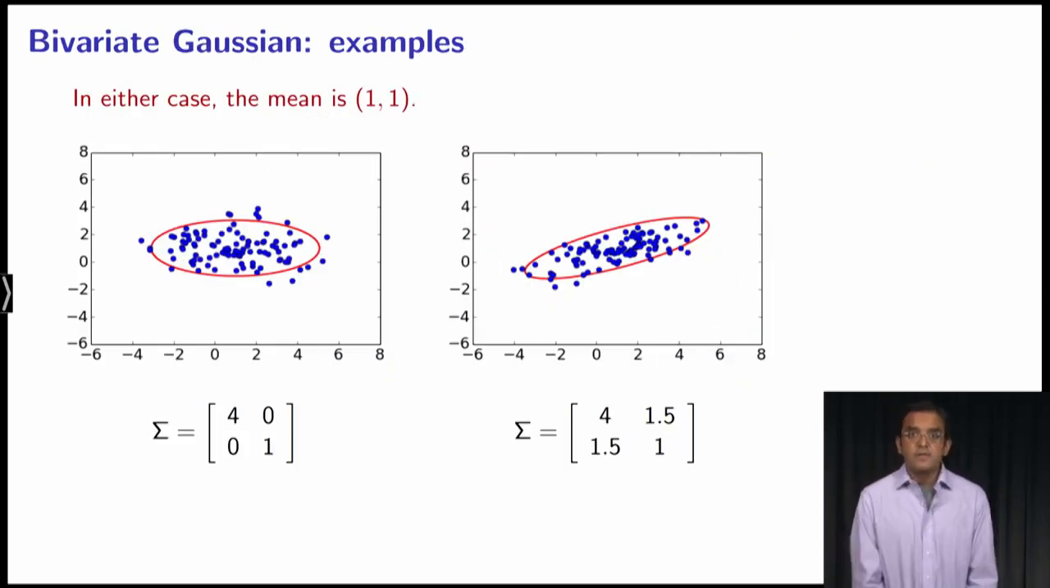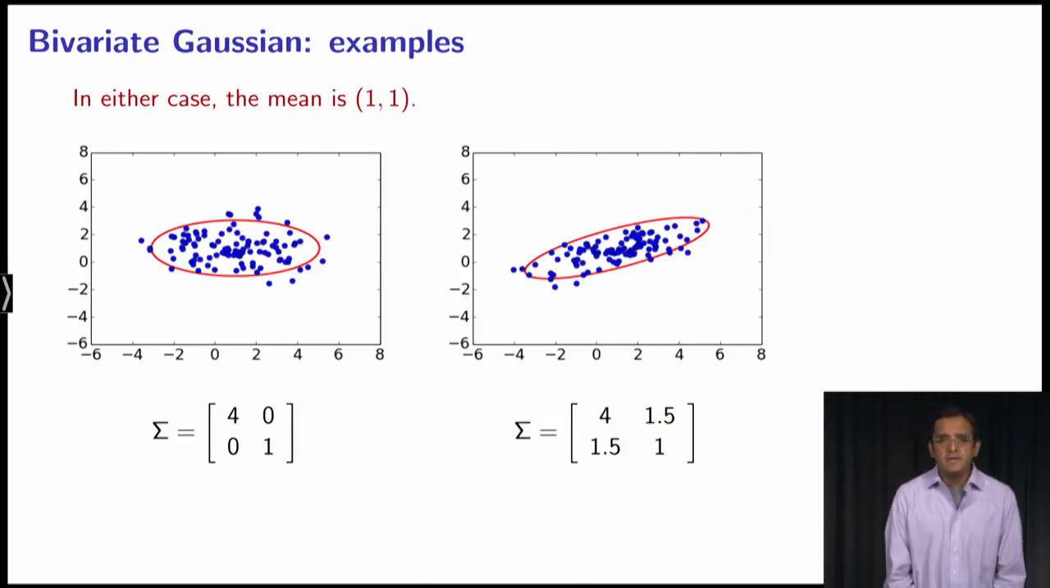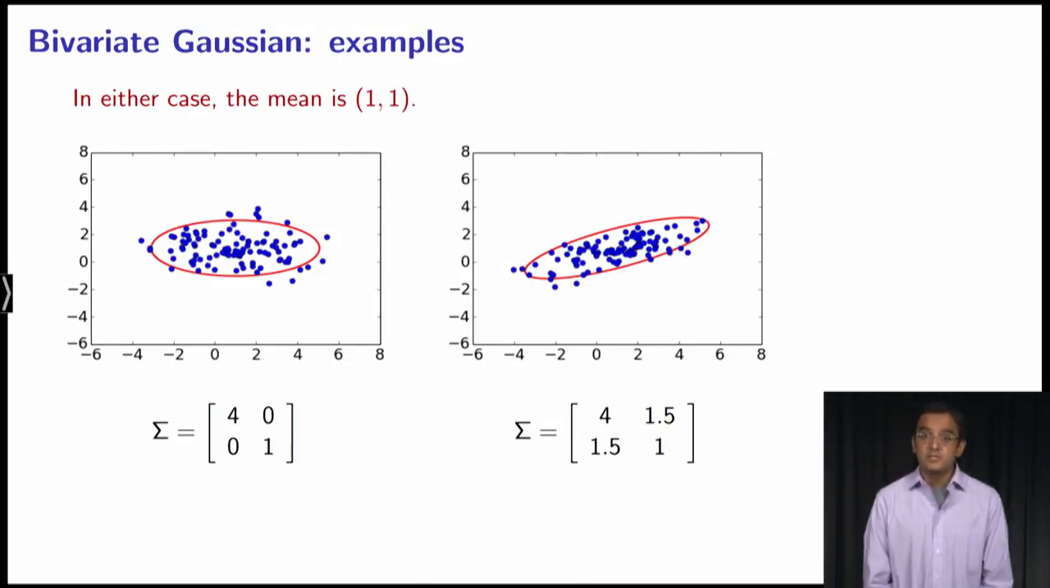So let's look at a few examples just to solidify some of this. What I've done here is to draw pictures of 2 different Gaussians with the same mean. In both cases, the mean is (1,1), but they have different covariance matrices and therefore different shapes. For each of them, I've picked 50 points at random from the Gaussian and plotted them. And I've also drawn a representative contour line.